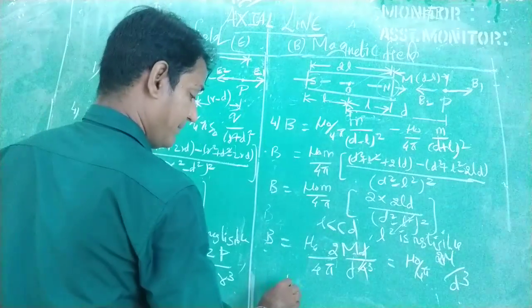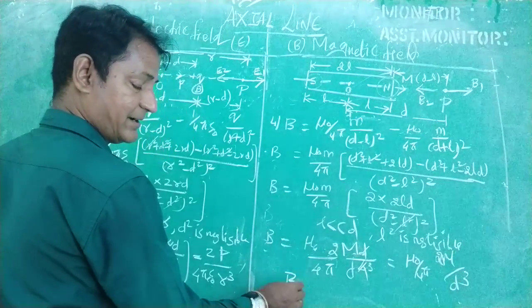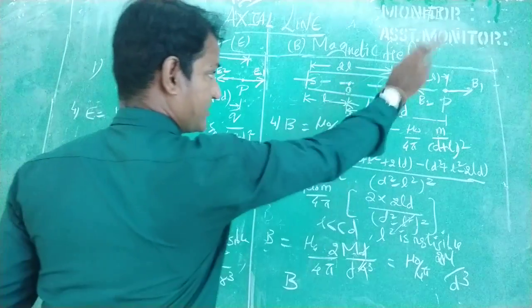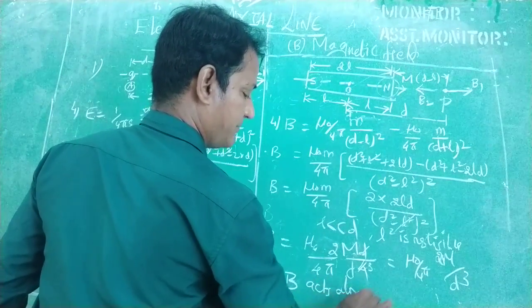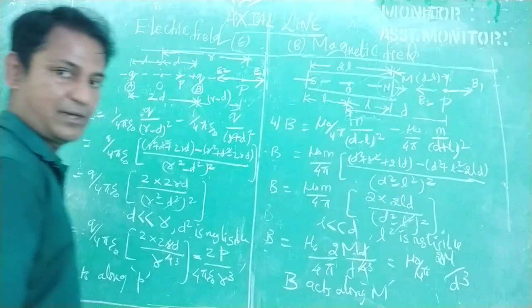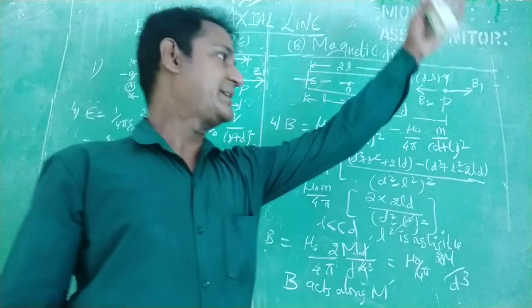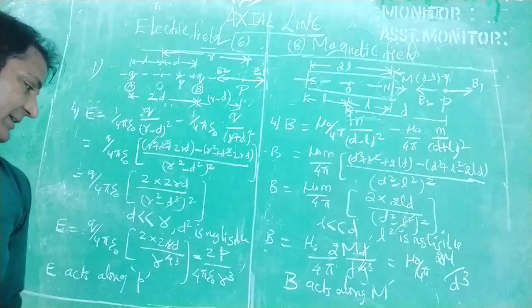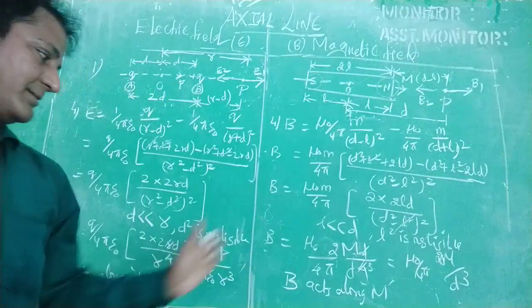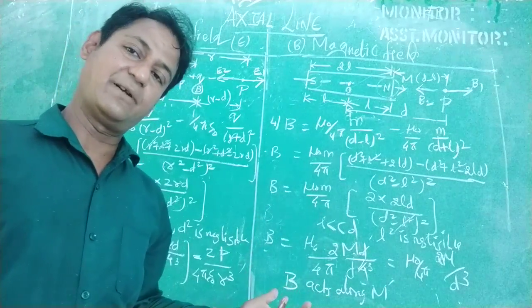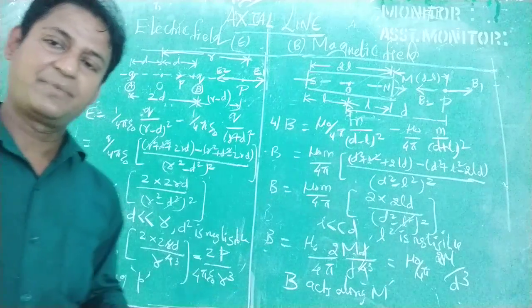And this resultant magnetic field acts along the direction of the magnetic dipole moment, that is from south to north, along this direction. So I think you must have understood the concepts, right? Comparing, only the symbols are different, but the formulas are the same, right? Thank you.